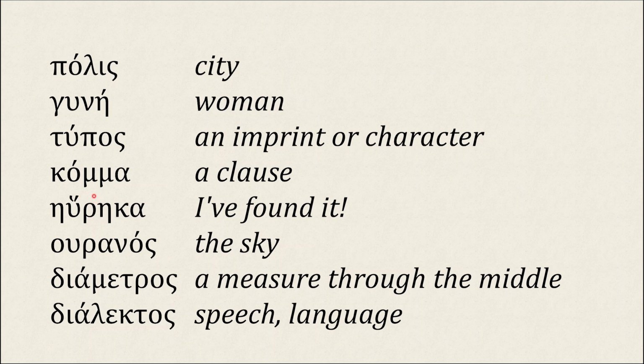Heureka. I found it. Eureka. Ouranos. Ouranos is the sky, like Uranus. Diametros. Diametros is a measure through the middle, the diameter of a circle. Dialektos. Dialektos is speech or language, a dialect.